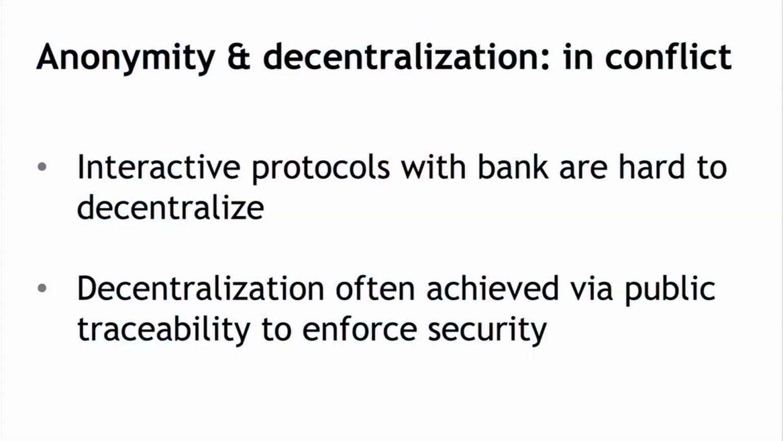But more generally, anonymization and decentralization, as we'll see repeatedly in this lecture, are in conflict with each other. There are at least a couple of reasons for this. One is that, as we saw in the last slide, often for anonymity, you might want to rely on certain interactive protocols with a bank in order to do some blinding, which we saw in blind signatures. That's where you get anonymity from. But how are you going to do that without a central bank to carry out that protocol with? It's not clear.